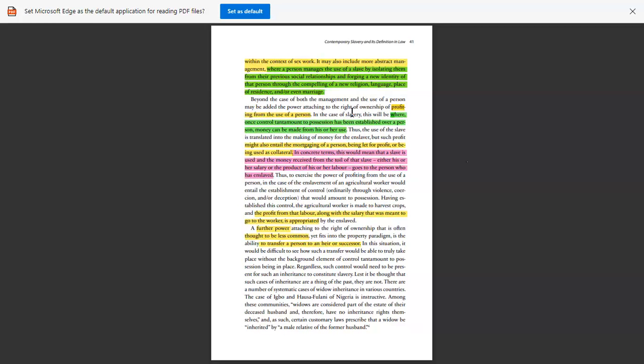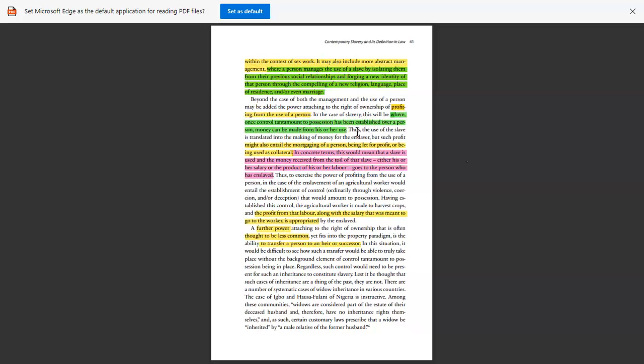Another thing to look at is the next highlight here, profiting from the use of a person. Many people have been up in arms over the taxation of their efforts, their wages. It's as if you reap and somebody else sows a portion of this. And so profiting from the use of a person. So this is where once control tantamount to possession has been established over a person, money can be made from his or her use. This can be applied to people that are working at this point in time for wages, and basically the taxation system is making money for somebody else who has established control, tantamount to possession.